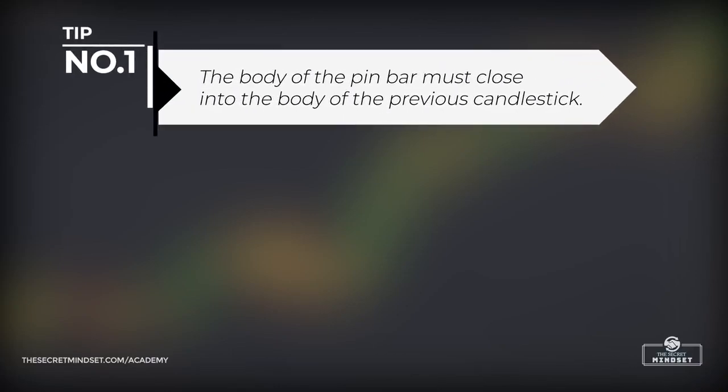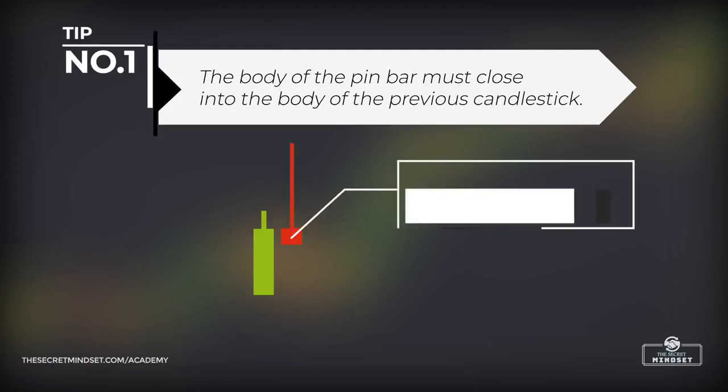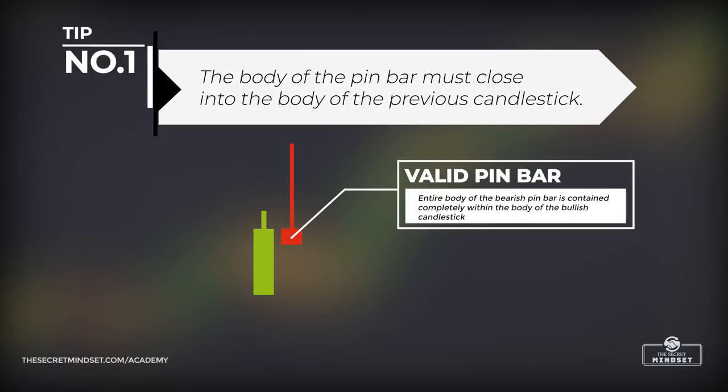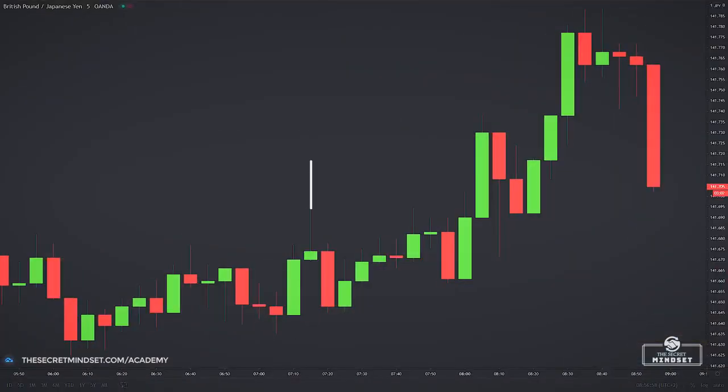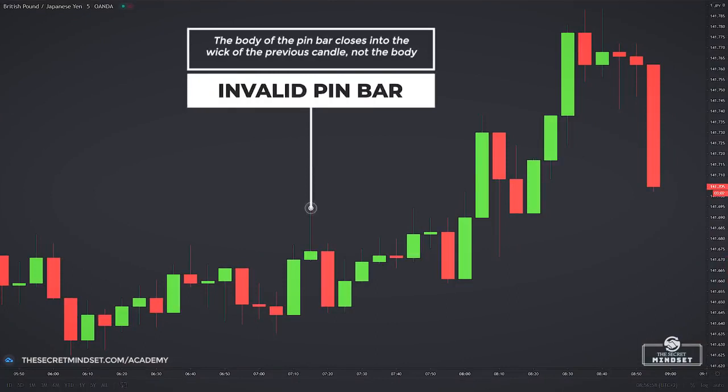And here's an important tip. Make sure the body of the pin bar closes into the body of the previous candlestick. Here's an example of a bearish pin bar, which had its body close into the body of the bullish candlestick that formed before. You can clearly see the entire body of the bearish pin bar is contained completely within the body of this bullish candlestick. Here's an example of a bearish pin bar which didn't have its body close into the body of the previous candlestick. You can see the body of this pin bar closes into the wick of the previous candle, not a body like we saw in the previous example.